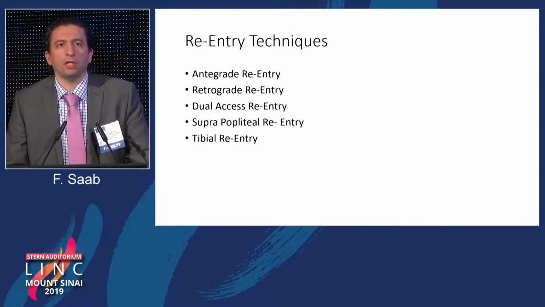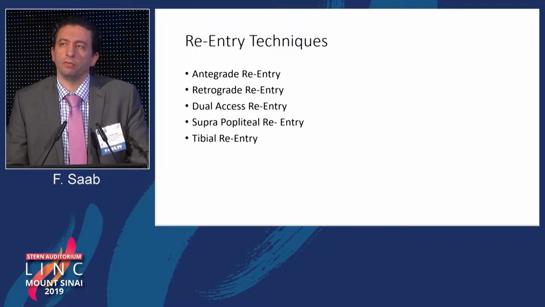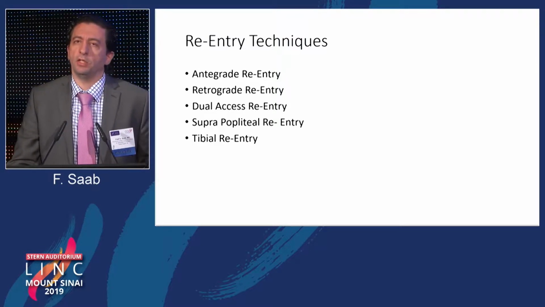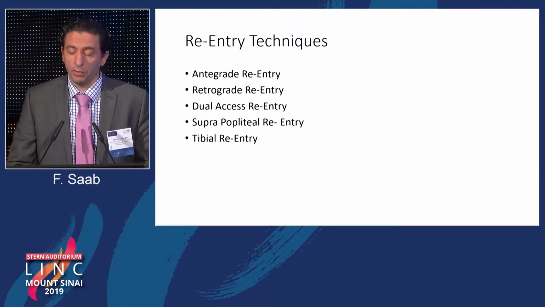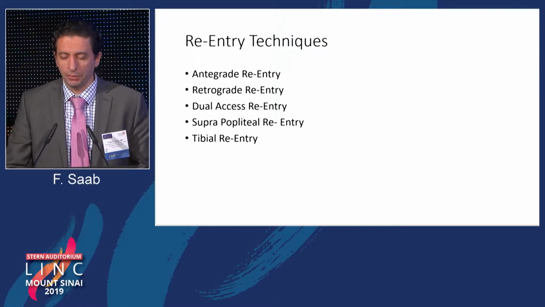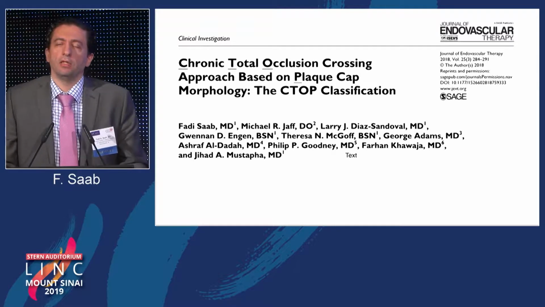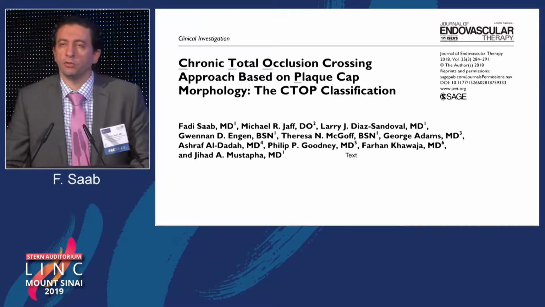But I was going to talk about advanced reentry techniques, not about the devices. I think that's covered somewhere else, but how we use them in complex peripheral vascular disease, and particularly CLI patients. So there's advanced antegrade reentry, retrograde reentry, tibial reentry, suprapopliteal, and infrapopliteal reentry. This is our work in terms of tackling chronic total occlusions.